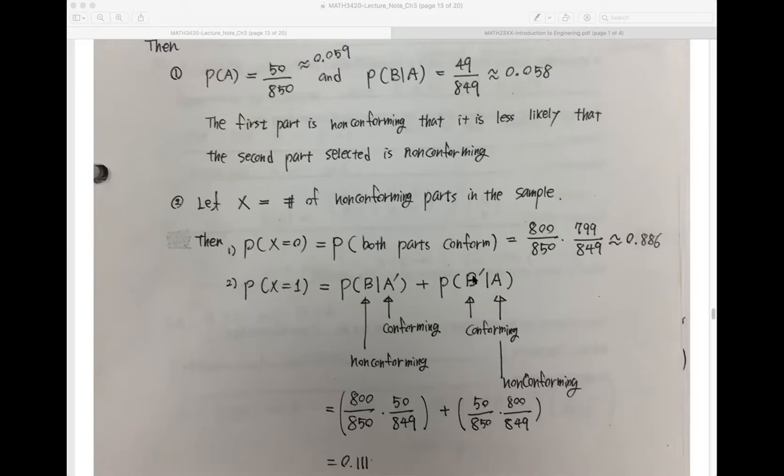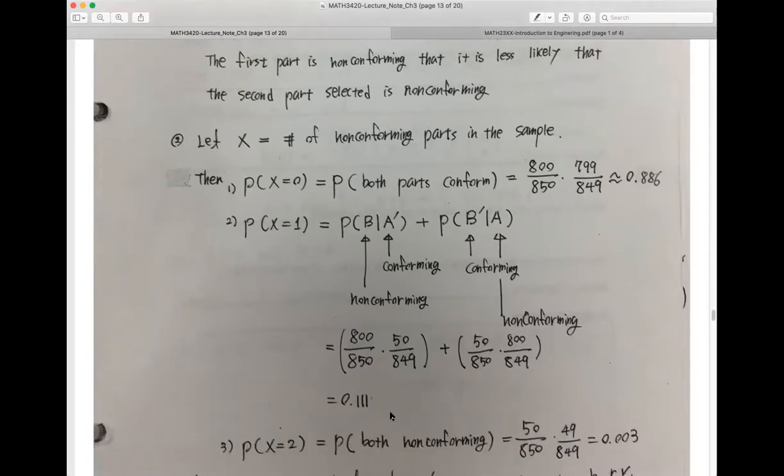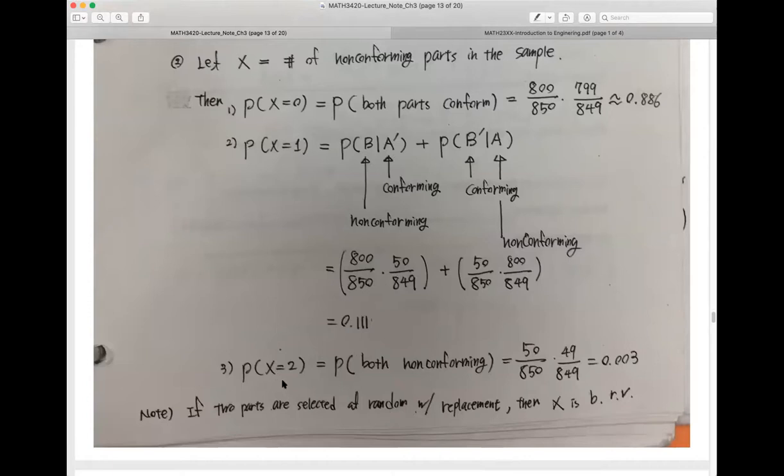And then P of B prime given A is going to be the probability that in the first trial we select the non-conforming part, which is 50 over 850, times the probability that in the second trial we select the conforming part, given that we already selected the non-conforming part in the first trial, which is 800 over 849. Okay, this is 0.111. So now P of x equals 2 is this.